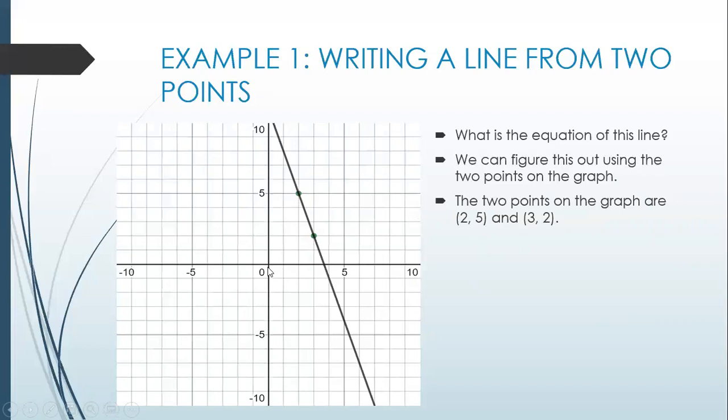The next point is 1, 2, 3 from the origin, right? If I start at the origin, I go 1, 2, 3. And if I start there and I go up, 1, 2. So it's 3, 2. The 2 points in the graph are 2, 5, and 3, 2.